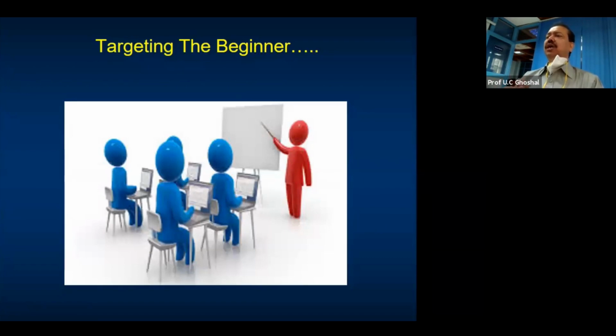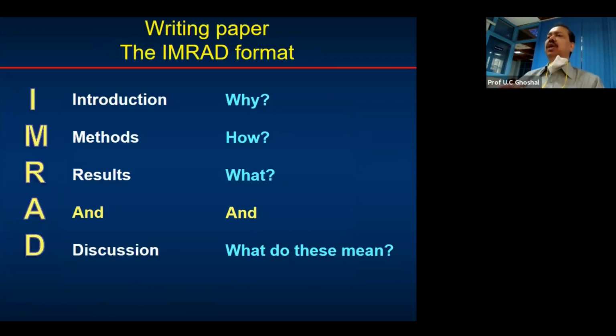Now we are targeting the beginners, but I believe all of us are beginners. Every day we are learning. Now, when you want to write a paper, you follow the IMRAD format today. What is IMRAD format? I means introduction. M means method. R means result. And D means discussion.